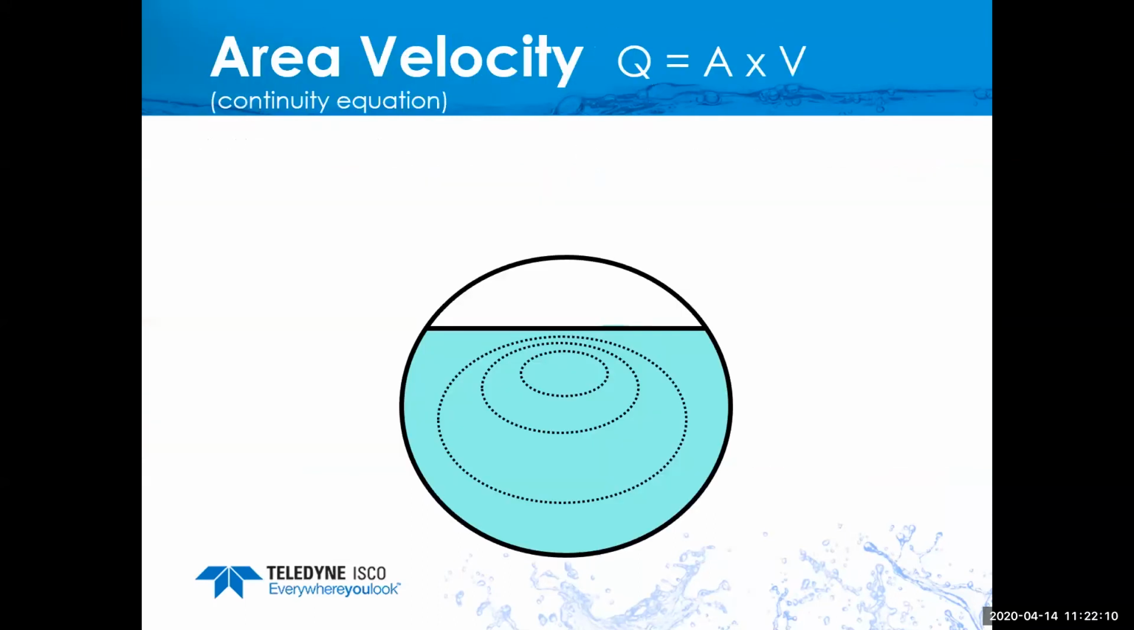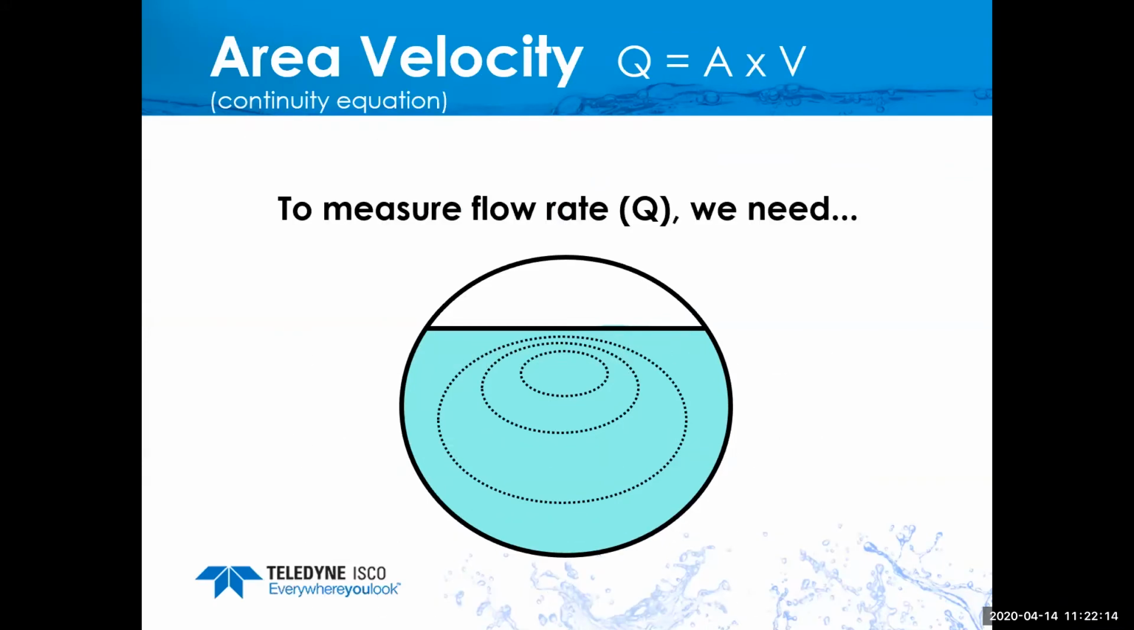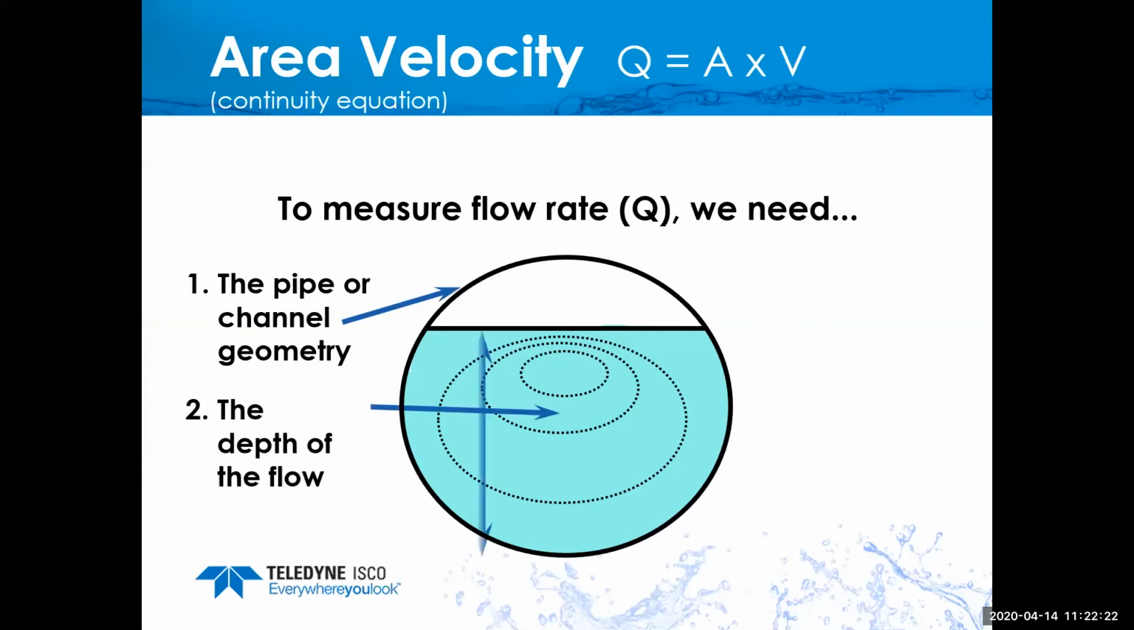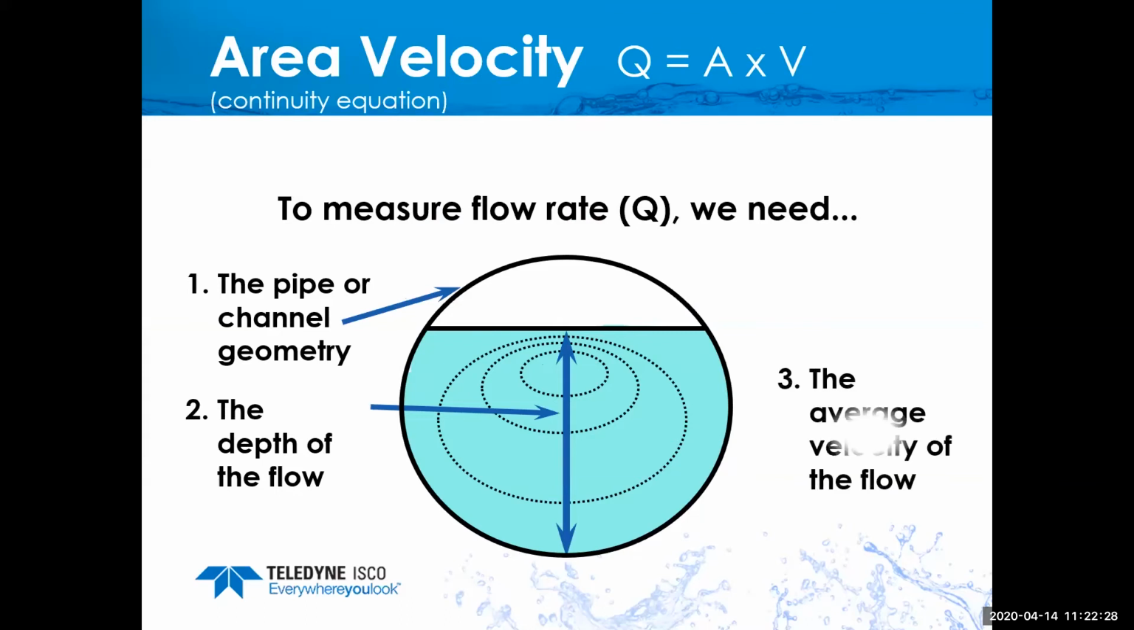To measure flow in a round pipe or rectangular channel, we need to know the pipe size. In this case, it's a round pipe. We need to know the depth of the water, which we're going to use to calculate the wetted cross-sectional area. And then we need to know the average velocity so we can calculate our flow: area times velocity gives us our flow rate.